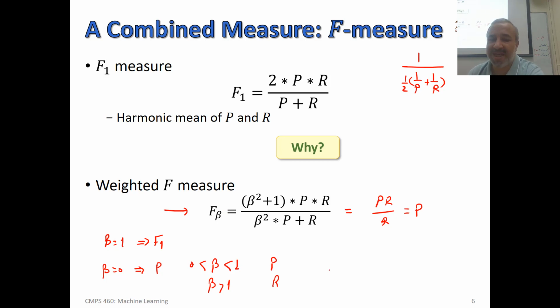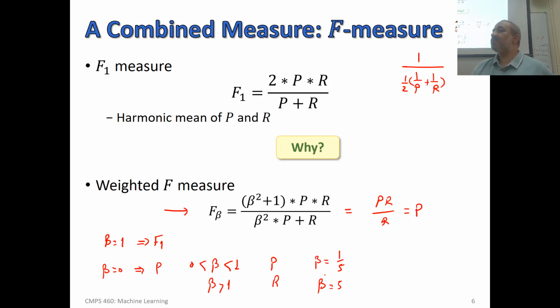Okay, so usually we say it that way. If beta is let's say 1/5, then precision is 5 times more important than recall. If beta is 5, then recall is 5 times more important than precision. Okay, so we say it that way.